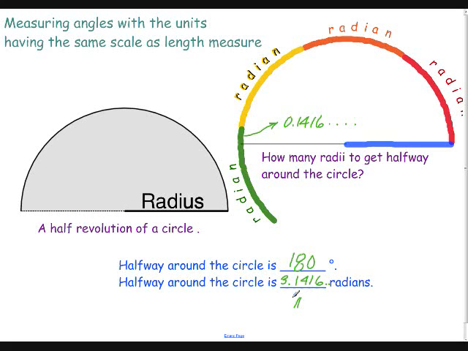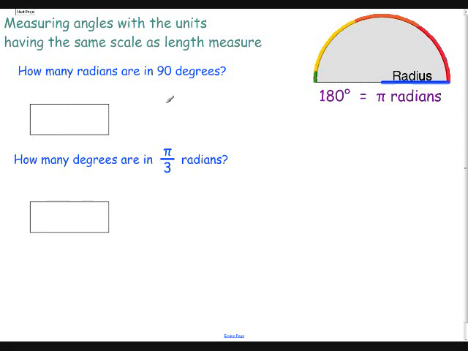There's a few of you thinking or talking about this. Yes, but that is pi. So how many radii does it take for me to get halfway around a circle? Pi radians. Okay. How many radians are in 90 degrees then? If it's pi radians to do 180, and I'm talking about 90, what's this angle measure in radians? It's not pi, it's half of pi.